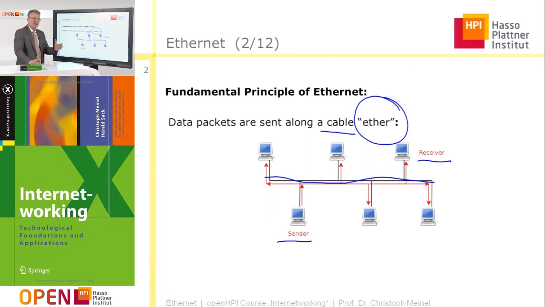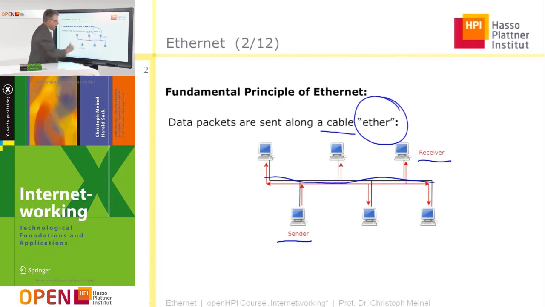a receiver, then Ethernet is a broadcast network. So the packet is sent along this bus to all the computers that are interconnected to this cable. Each computer sees the packet, each computer checks the address and checks whether this is its own address or not. And only the receiver, which found its own address, takes over the packet and hands it over to its operating system.